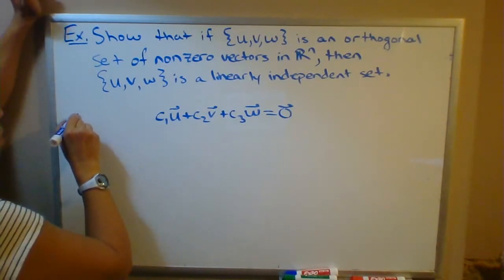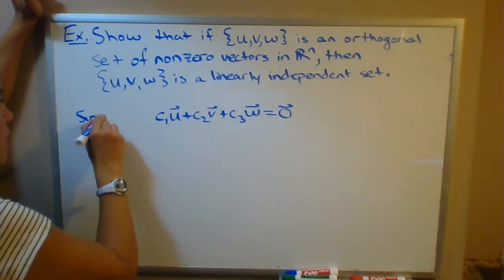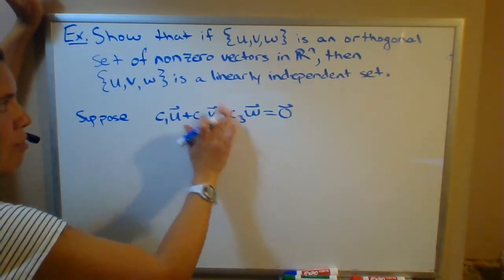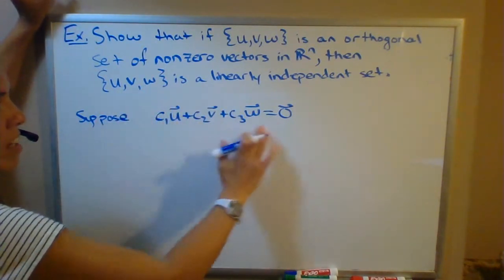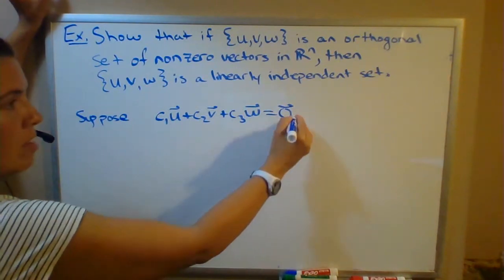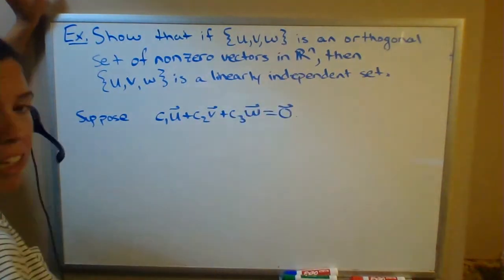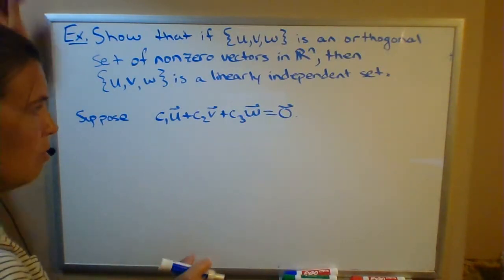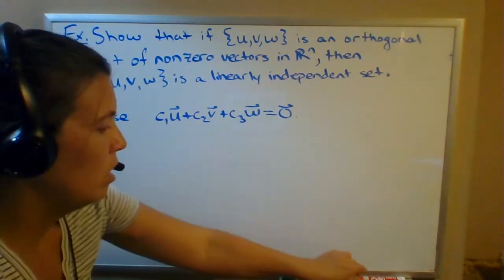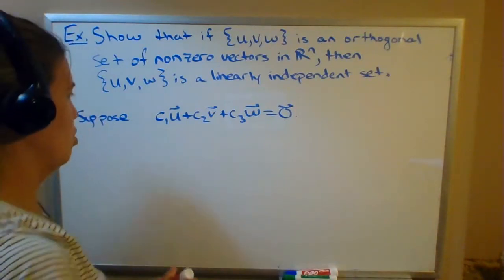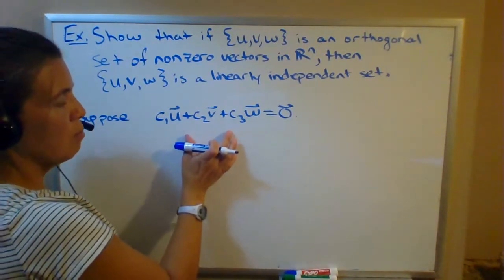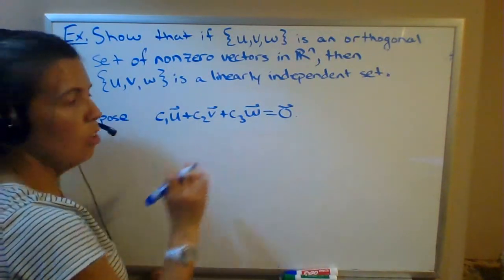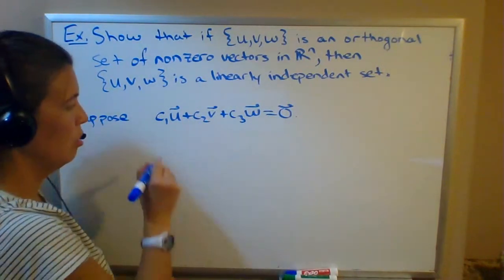So let's start with, suppose that we've got this linear combination of the vectors within this set equal to the zero vector. Then again, if we want to show that this is a linearly independent set, we want to show that this equation has only the trivial solution. Okay, so here's the trick to this. Take the dot product, or the inner product, of both sides of this equation with the first vector here, u.